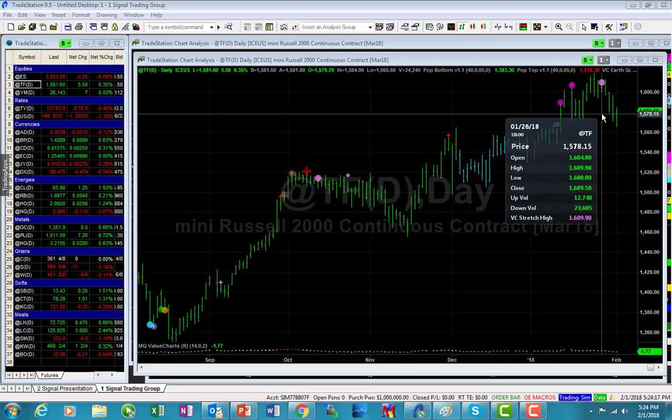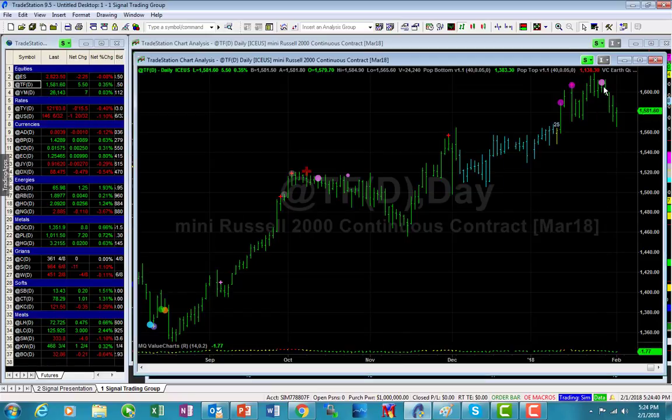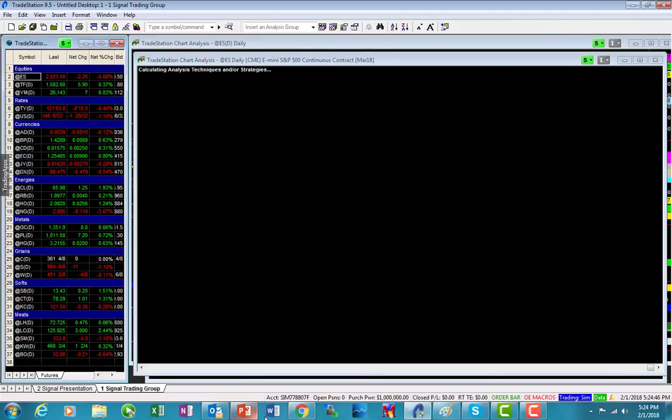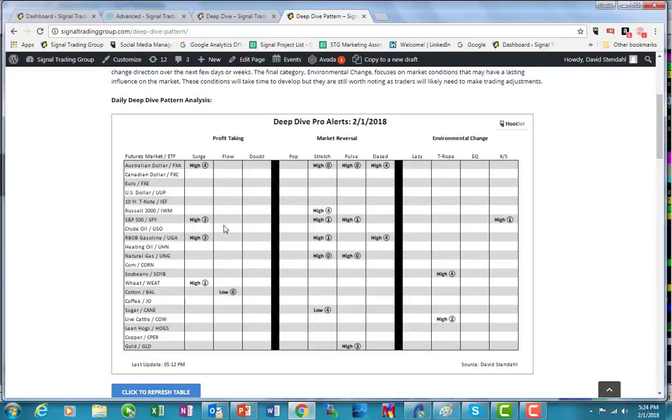So here's the pulse high that occurred here in the Russell. I'm sorry, not the pulse, but the stretch high. And then the market has started to sell off. I'll go ahead and pull up the next market here, the S&P 500. Flip back again to the site, and you'll see as of 1 trading day ago, we actually had a stretch and a pulse.